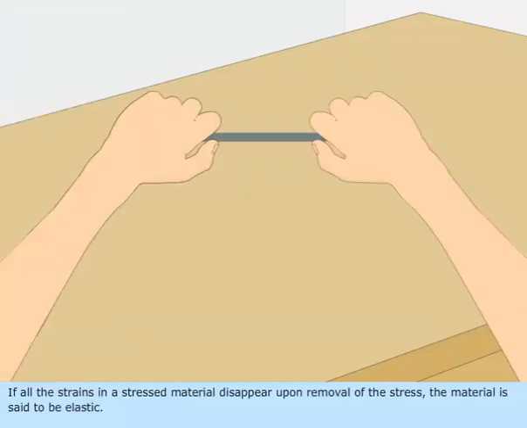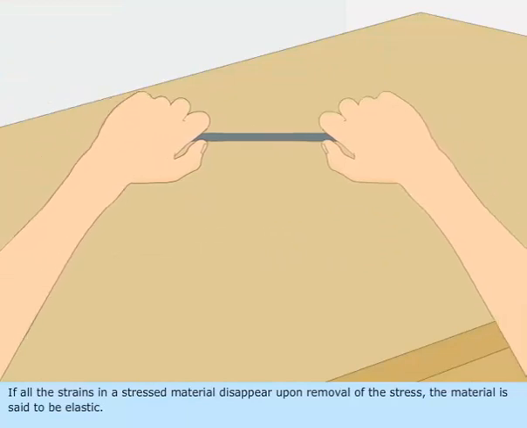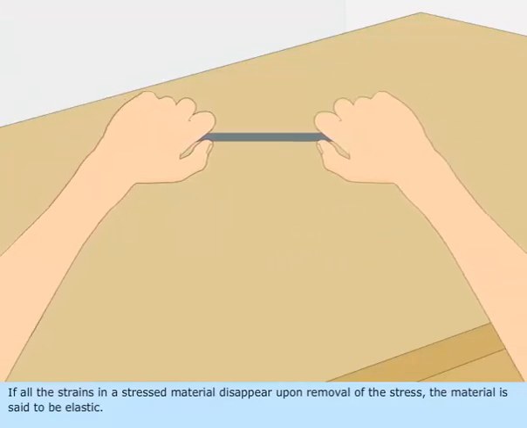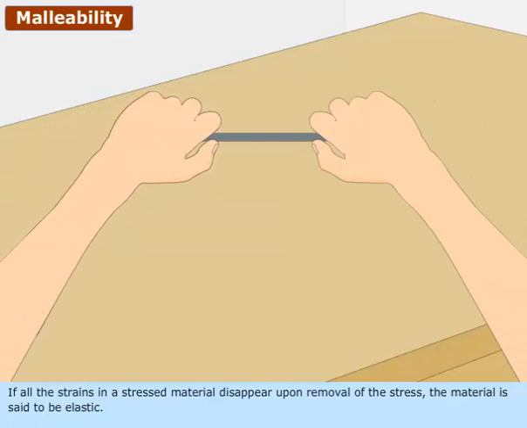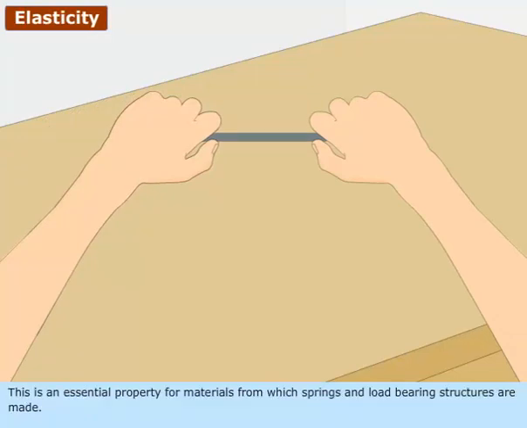If all the strains in a stressed material disappear upon removal of the stress, the material is said to be elastic. This is an essential property for materials from which springs and load-bearing structures are made.